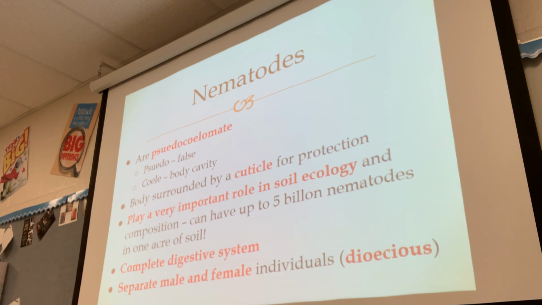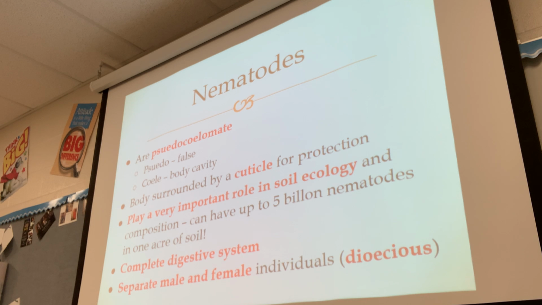A complete digestive tract means they have a mouth and they have an anus. So it's one long tube that travels through. So this is more advanced than we were seeing in the flatworms. The flatworms didn't have one opening for eating and one opening for waste, but this one does. So definitely a step up the evolutionary scale.